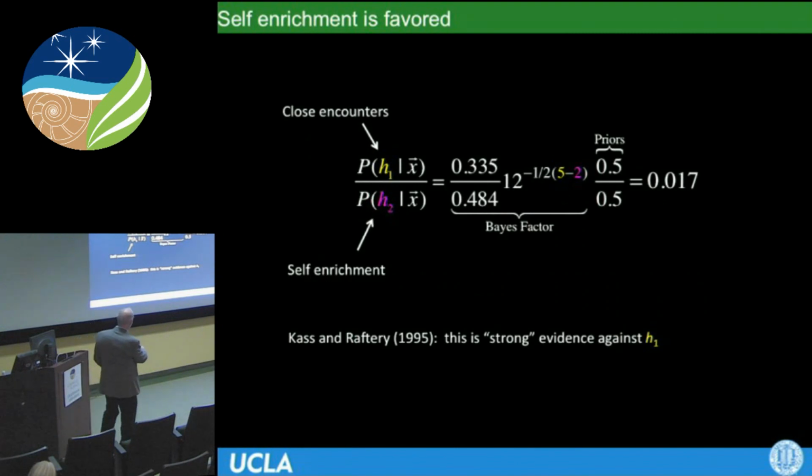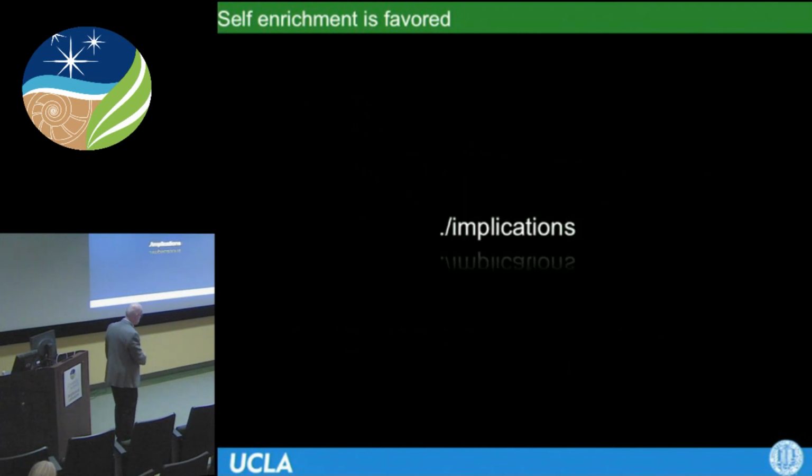And we put all those things in, and if hypothesis 1 is the close encounters and hypothesis 2 is self-enrichment, plug in the numbers, including the 5 parameters versus the 2 parameters, we get a ratio of 0.017 that Kass and Raftery say is strong evidence against hypothesis 1 and favors hypothesis 2, which is just a way of saying that we have a simpler model that can explain all 12 radionuclides rather than a more complicated model, and that should be the most probable model. So that favors the latter model that I explained.